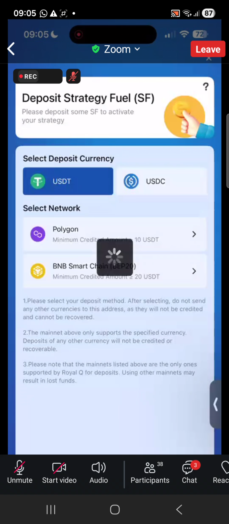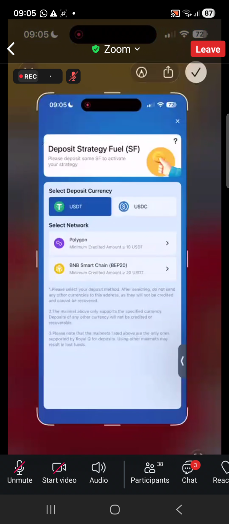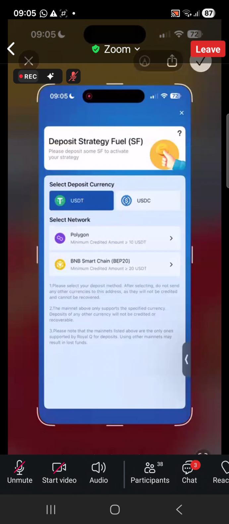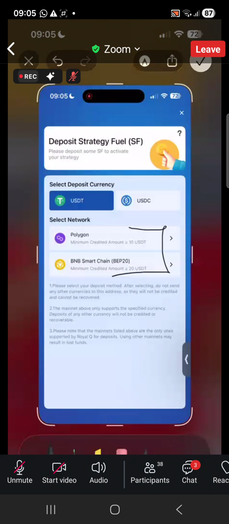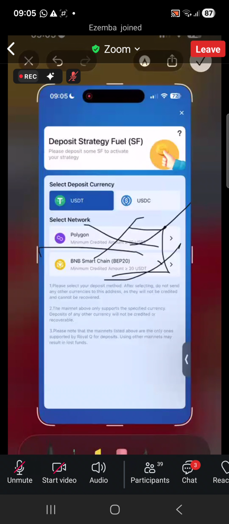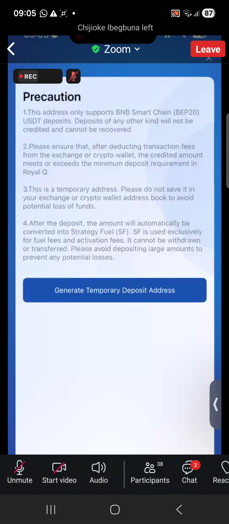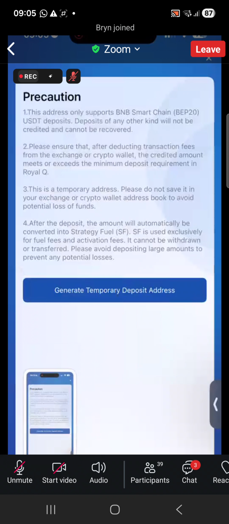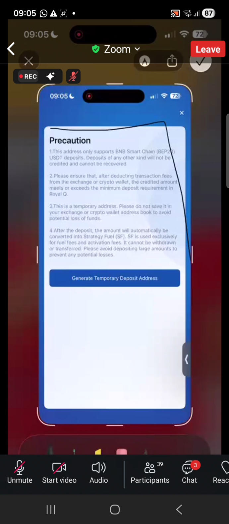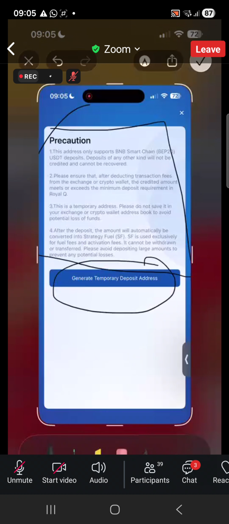So then I tap on select deposit. So the amounts that I selected, these are the appropriate networks that match with it. Polygon or BEP20. So I need to check the exchange that I'm going to take the money from. Is it having a Polygon network? If no, I'll not use Polygon. If it's having BEP20, I'm going to tap on this. Then there is still an information again. Then I generate.